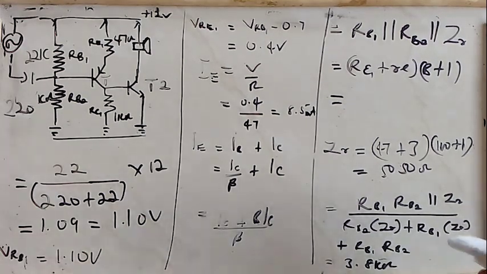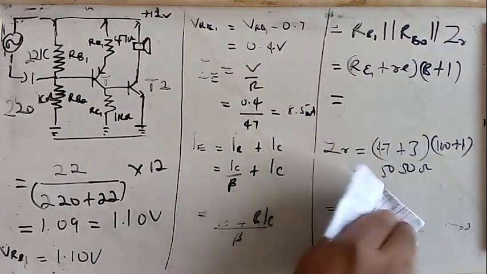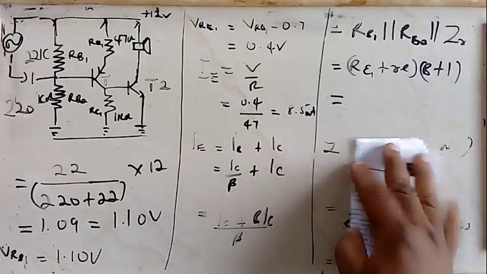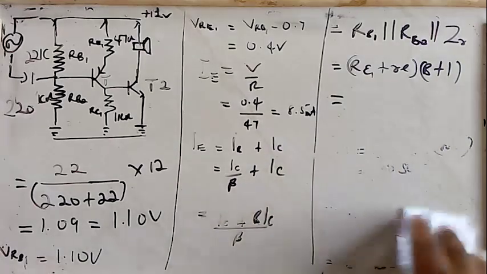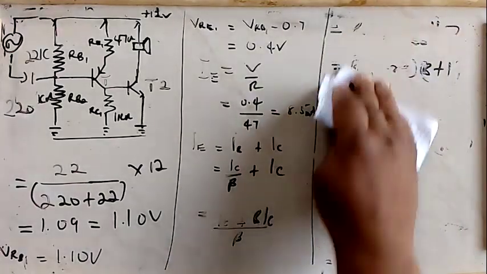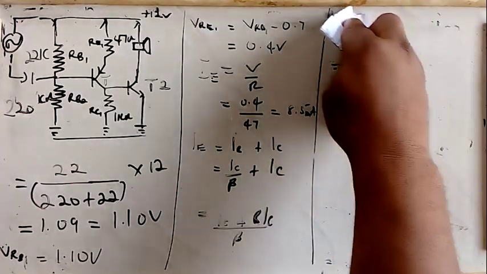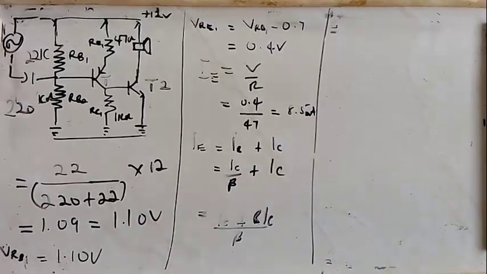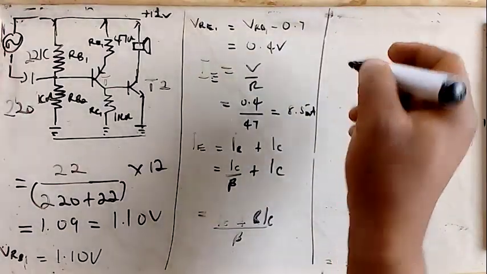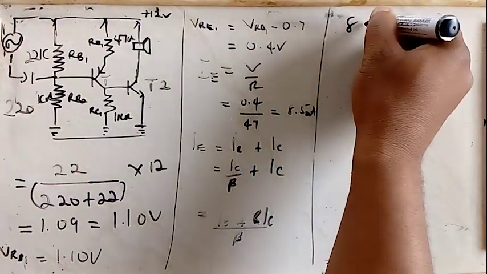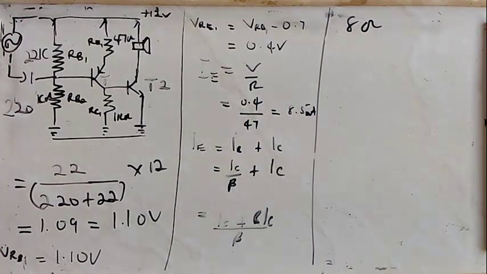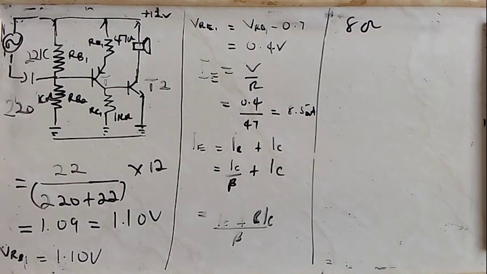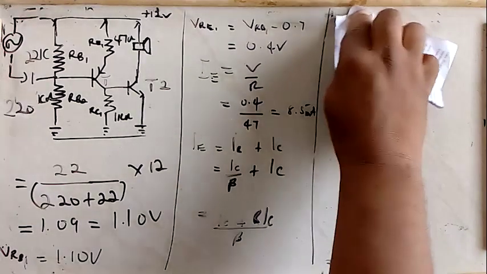Now let's see if we can determine the output impedance. The output impedance is simple. You notice that we are driving the speaker directly with the second transistor T2 of the circuit. So what it means is that our output impedance is very, very simple. It will be the 8 ohm speaker impedance. The speaker that we used was 8 ohms. So 8 ohms will be our output impedance.